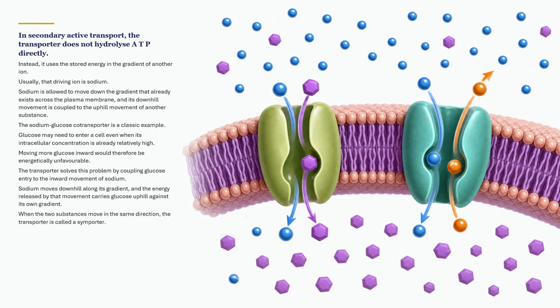When the two substances move in the same direction, the transporter is called a symporter. When one substance moves in one direction while the other moves in the opposite direction, it is called an antiporter.